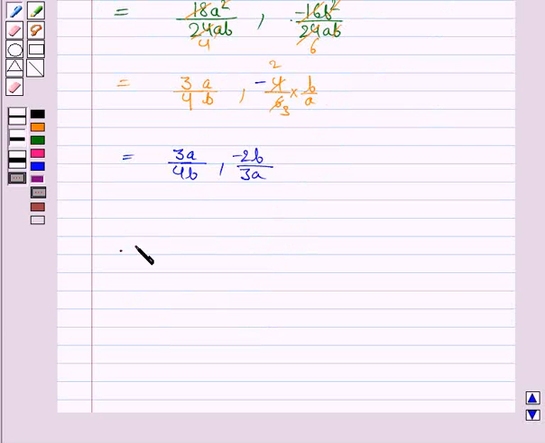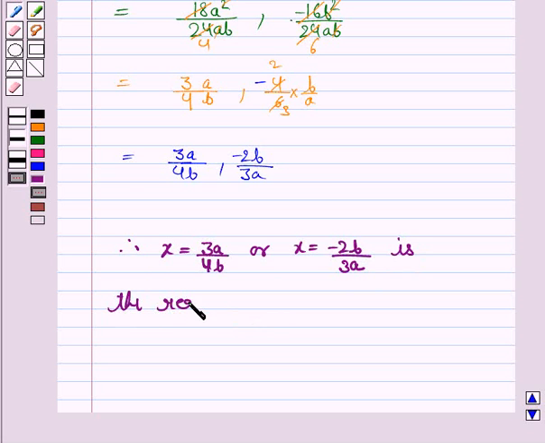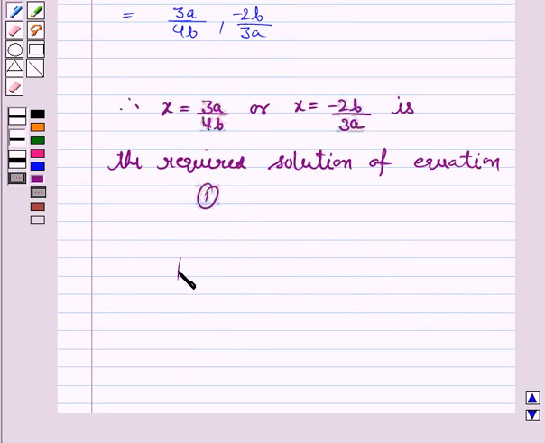Therefore, x is equal to 3a by 4b, or x is equal to -2b upon 3a. And this is the required solution of equation 1. So this completes the question and the session. Bye.